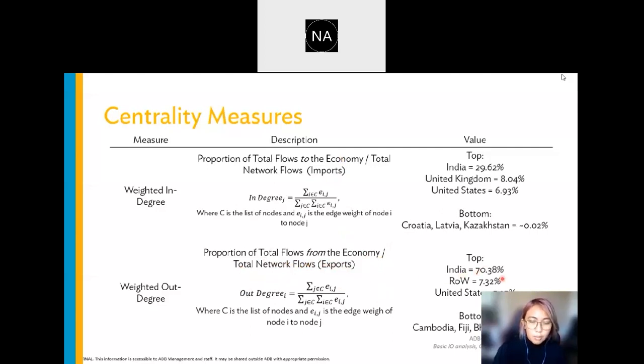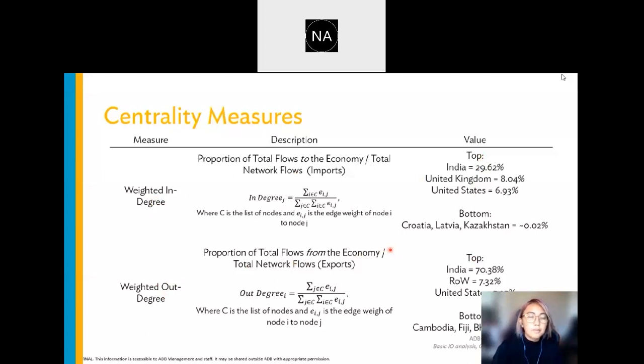The opposite of import, export. So that would be the total flows from the economy versus the total network flows. And again, we expect India to be the top. The other top economies are rest of the world and United States. The bottom ones are Cambodia, Fiji, Bhutan.